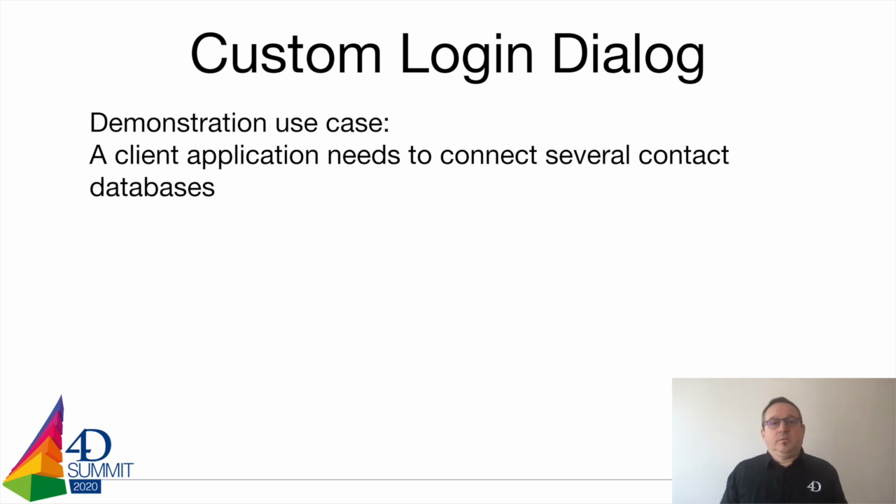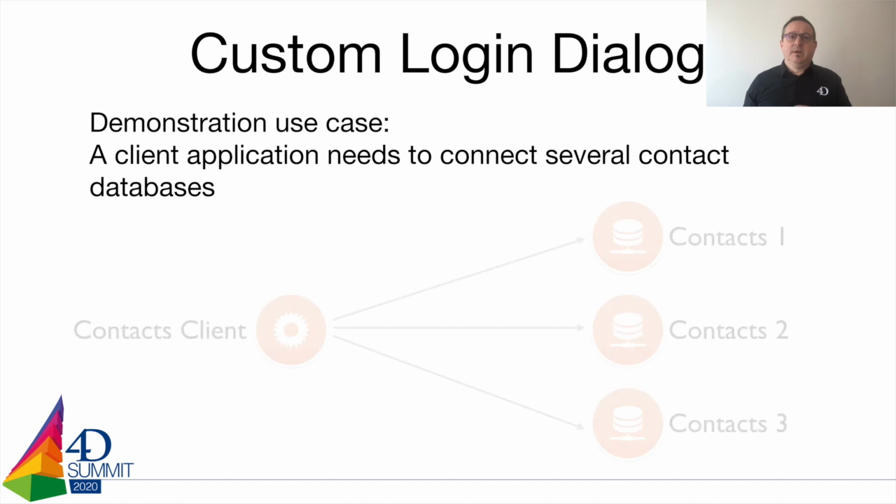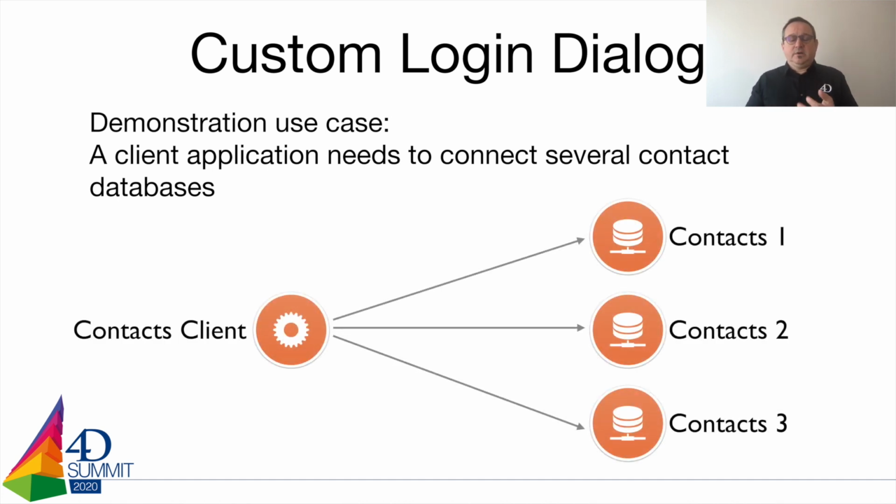So I will show you a demo, and I will now explain the context of the demo. I have a client application which needs to connect to several contact databases. I imagine that a company has several 4D servers serving contact databases, maybe one database per subsidiary, and a client application wants to connect to one or other 4D server application. So the question is, how can I do that?